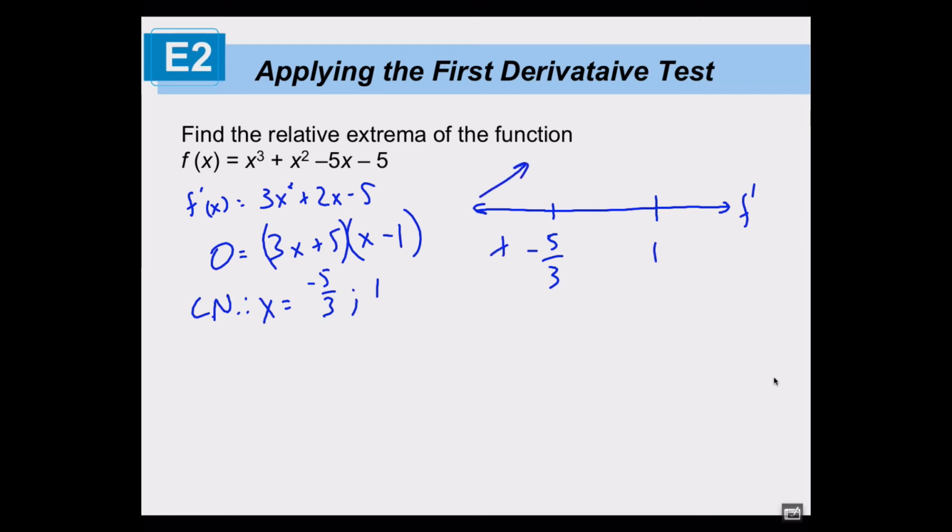Jackie, what would be a good number to pick between negative 5 thirds and 1? 0. If I put 0 in there, I get 5 times negative 1, which is negative, decreasing. And last but not least, what number would you like to pick to the right of 1? 2. Positive times a positive is positive. Good. So what does that tell us?